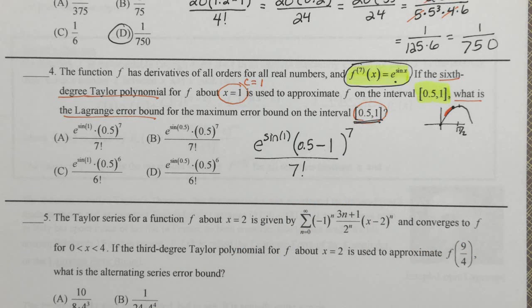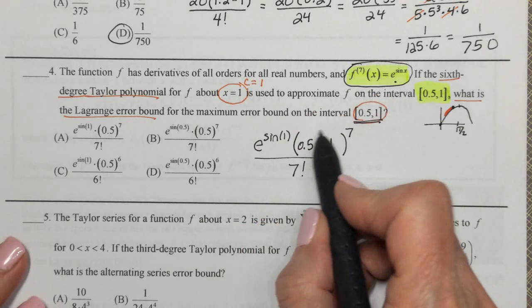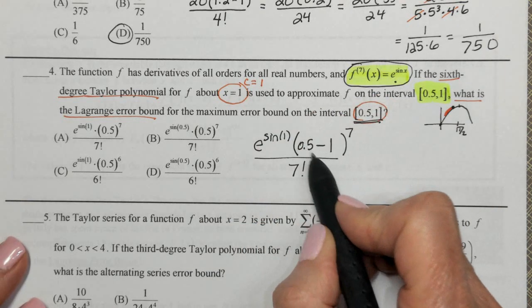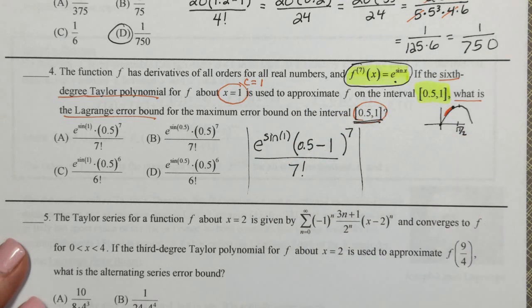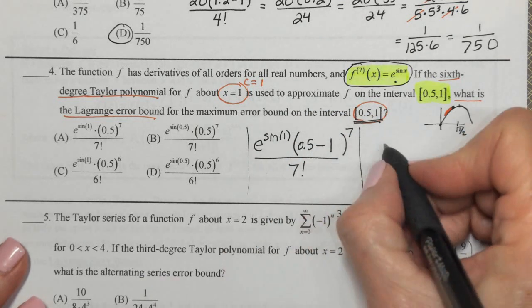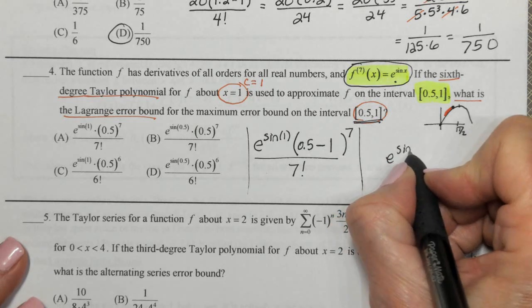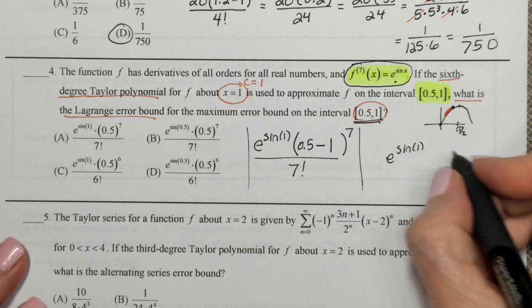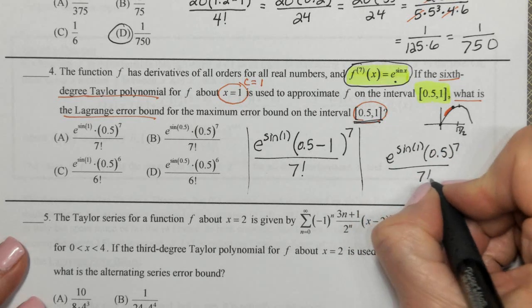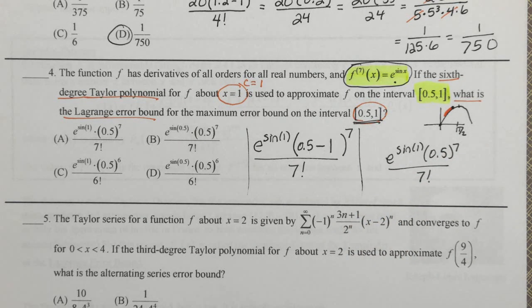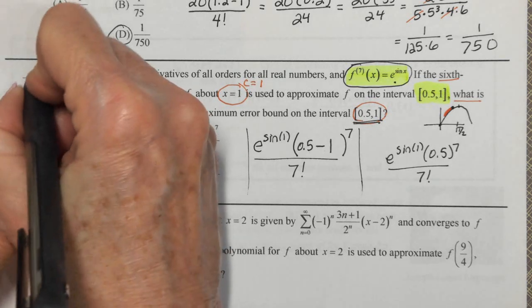A little confusing, okay? And one other thing, error is always positive, so I'm looking at this and I'm going to get a negative number for that, but I know it's always positive, so we're taking the absolute value of that. So this will be e to the sine of 1 times positive 0.5 to the 7 divided by 7 factorial. So a here.